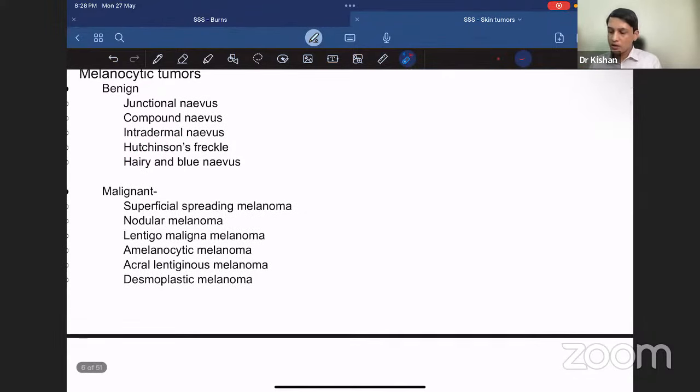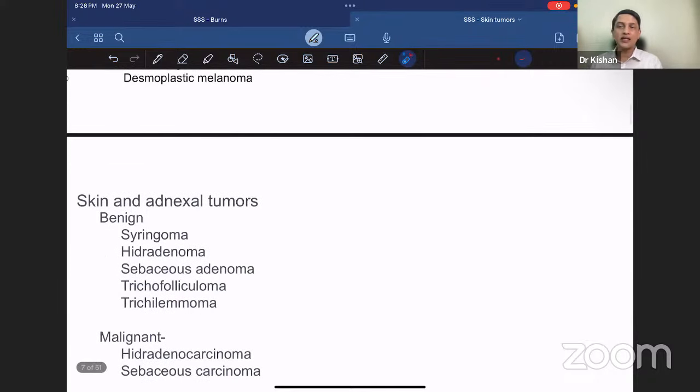Malignant ones are superficial spreading melanoma, which is the most common type of malignant melanoma, and nodular melanoma, which is the most aggressive one. Lentigo maligna melanoma is the least common. Then amelanotic melanoma, acral lentiginous, desmoplastic melanoma. These are the different types of melanoma which arise from the melanoblasts or melanocytes.